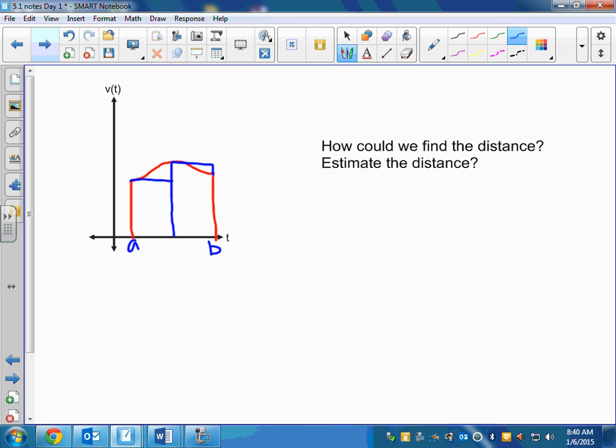What if I broke it up into even more rectangles? What if I broke it up?